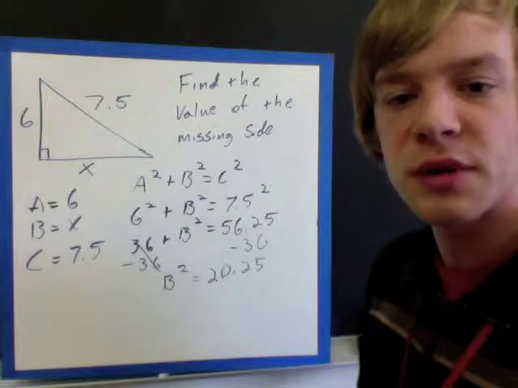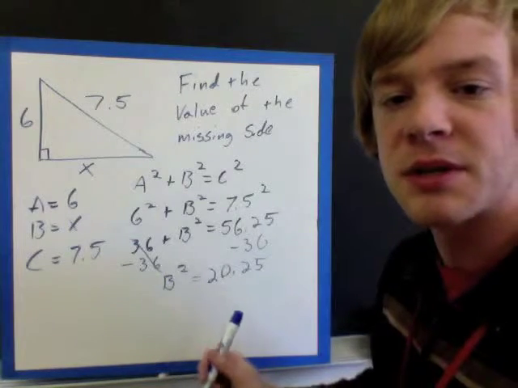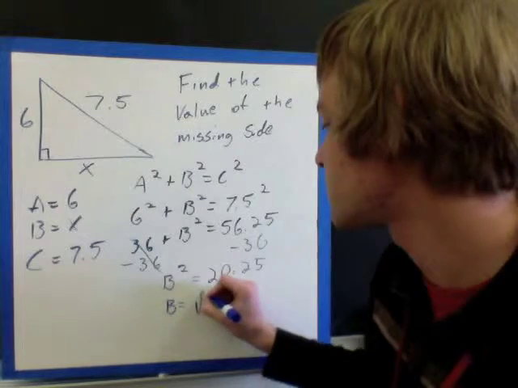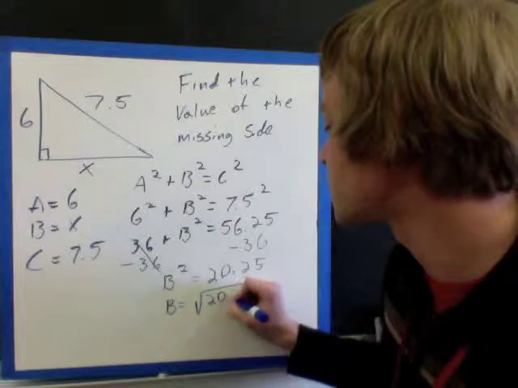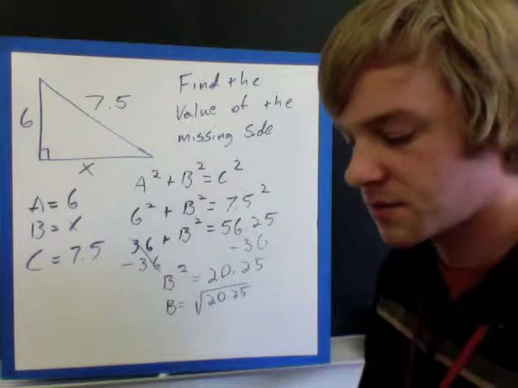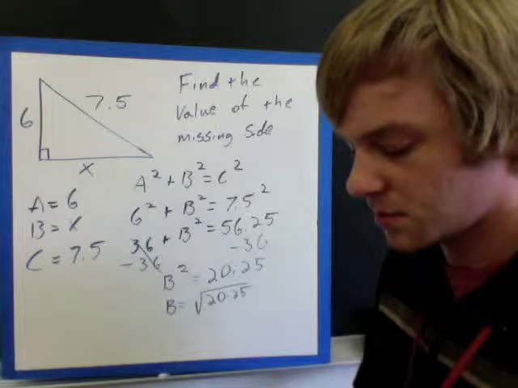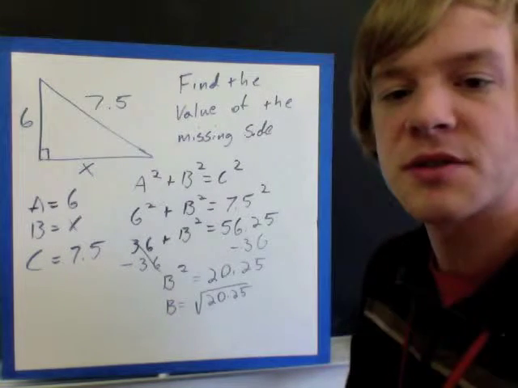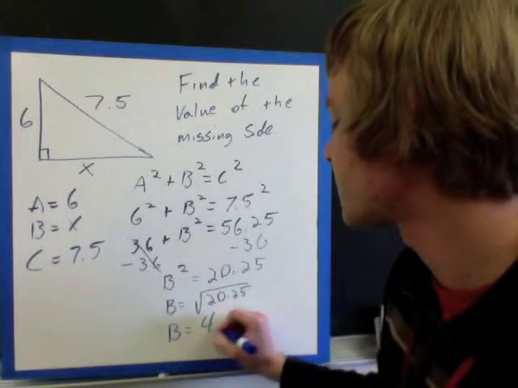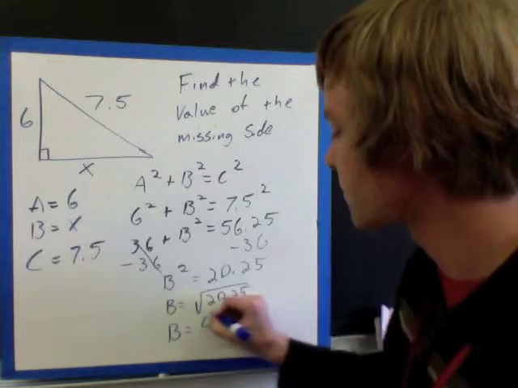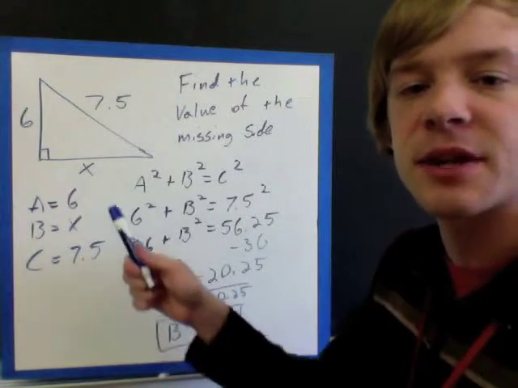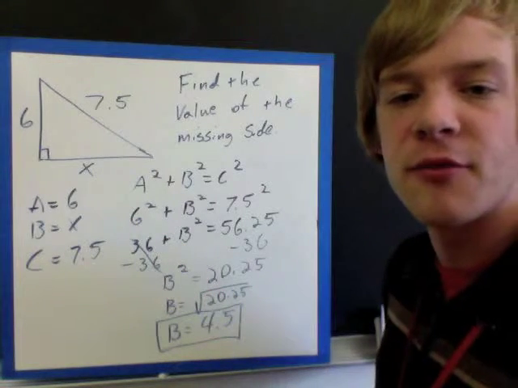Next thing we want to do is we want to take our square root, because b is going to be equal to the square root of this. And we're going to want our calculators for that. And this will give us 4.5. So our missing side right here, this x, has a length of 4.5.